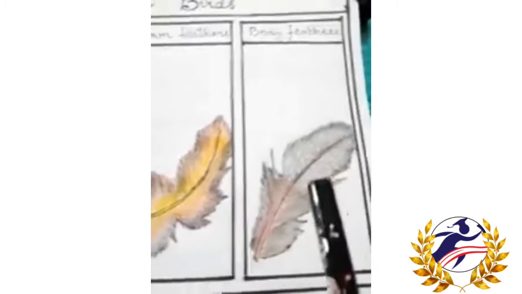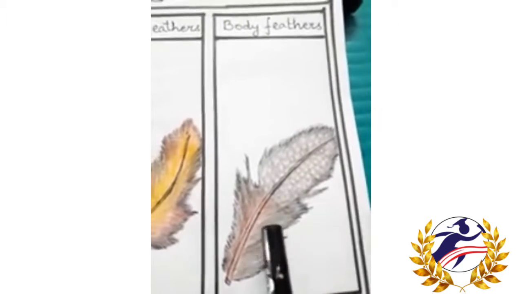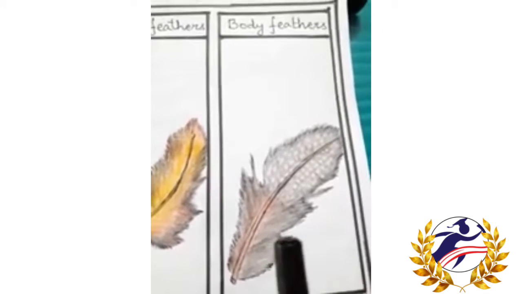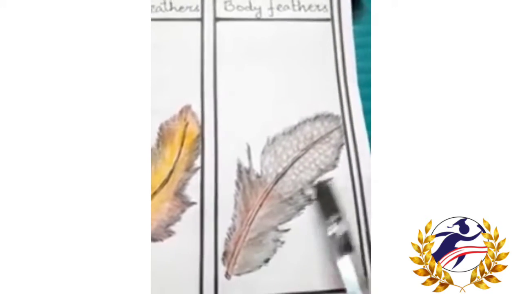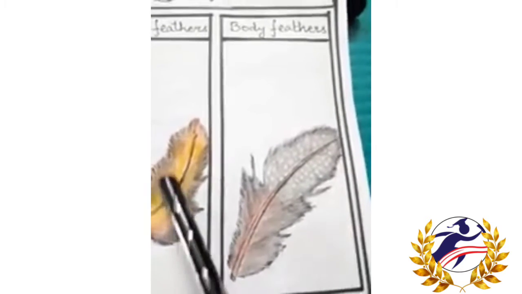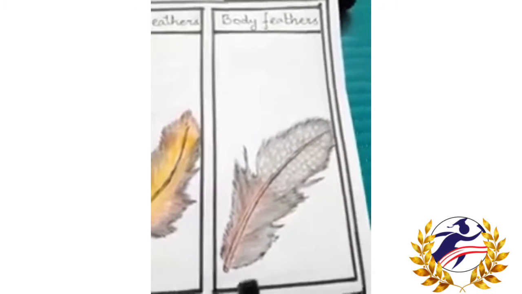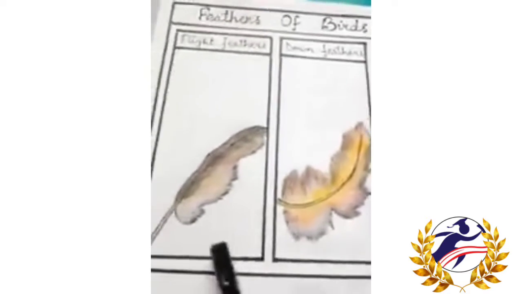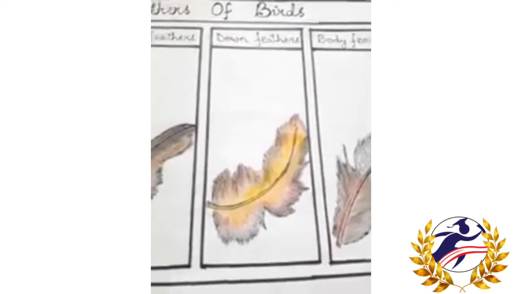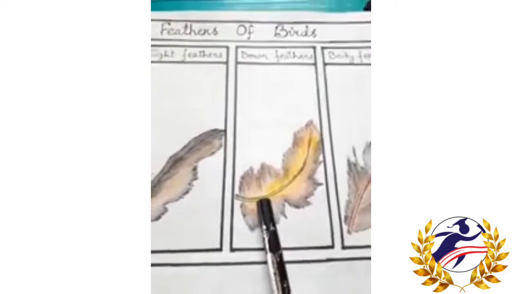Now we'll come to the third type of feather, that is body feather. Now these feathers form a layer on the down feathers. They cover the body of the bird and give it shape. So this feather gives shape to the bird. So there are mainly three types of feathers, that is flight feather, down feather and body feather, and they also have different functions. Clear?